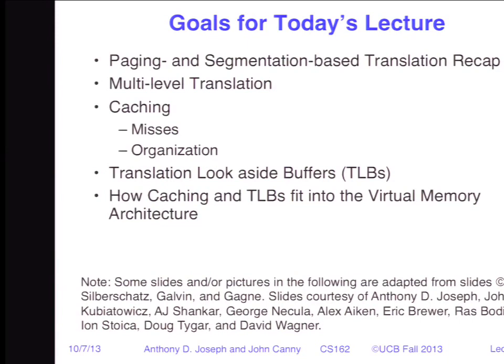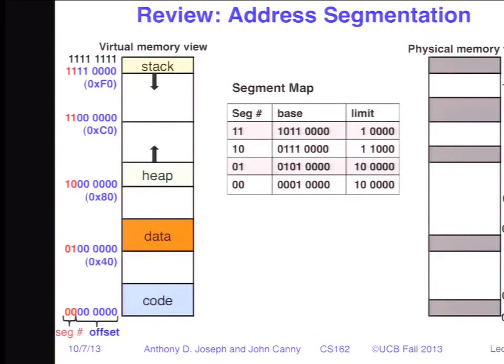Then we'll go through multi-level translation and look at caching, what it is, sources of misses, and how we can organize our caches 3 different ways. And then I'm going to talk about translation look-aside buffers as a way of speeding up the translation process using caching. And then we're going to look at how we can combine caches, memory caches, with translation look-aside buffers into a virtual memory hierarchy. Okay, so let's start with segments.